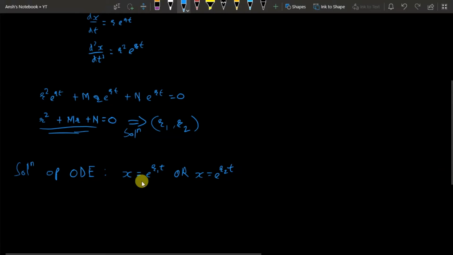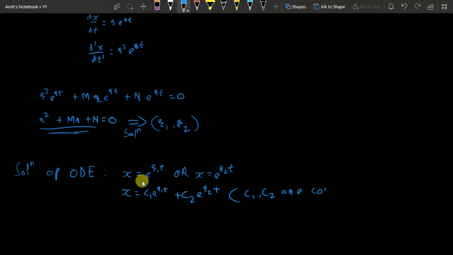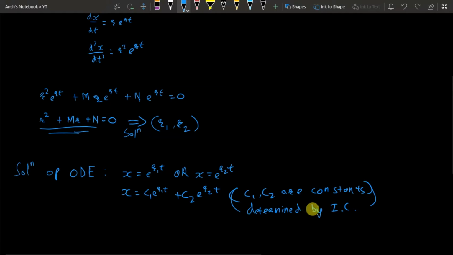The general form is often written as x equals c1 e raised to r1t plus c2 e raised to r2t. Here c1 and c2 are constants which are determined by the initial conditions of our differential equation. So let's just write that down. They are constants determined by initial conditions, and we'll get more familiar with how to determine c1 and c2 in the examples that we do. But for now, let's proceed further.